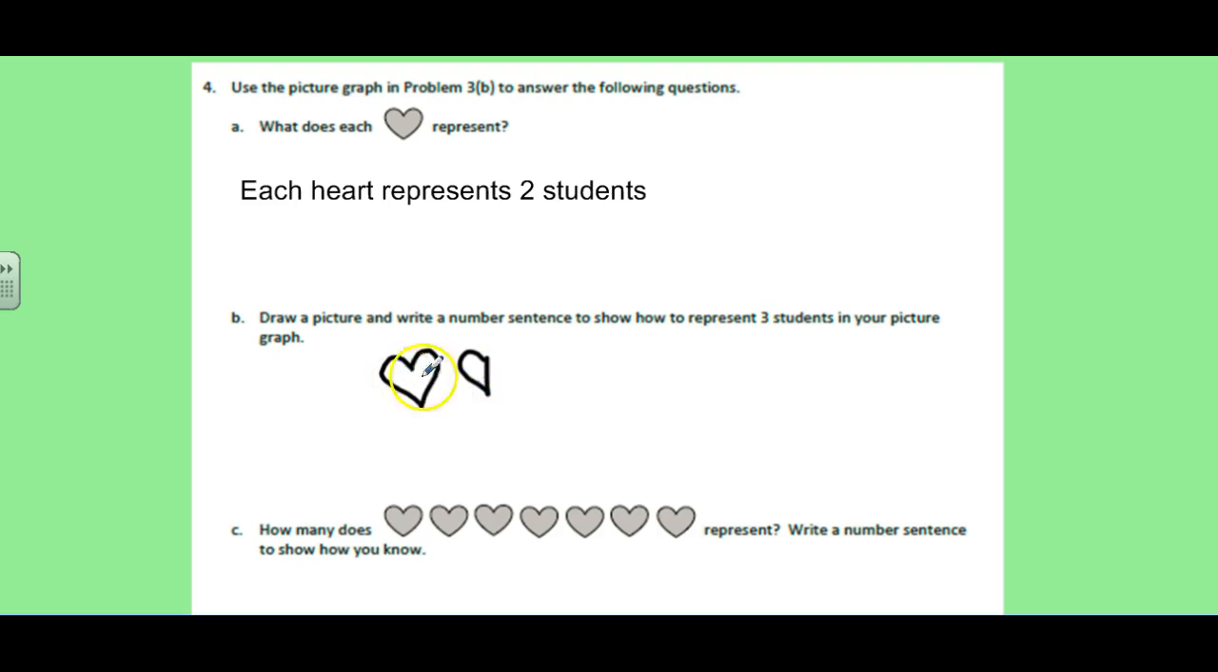and I know that this right here, 1 heart and a half of a heart, is equal to 3 students. And then it says write a number sentence to show how to represent that. So this is 2 students, plus 1 student, and it's equal to 3 students.